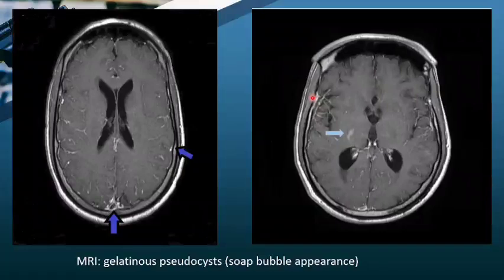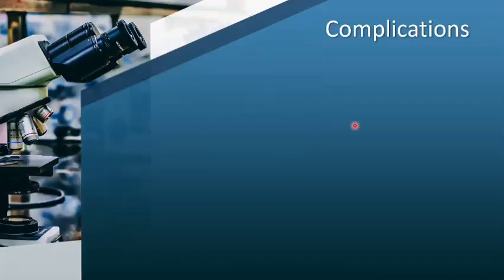The sign is called soap bubble appearance, shown by the arrows here, here, and here. Wow, this needs a radiologist. I just included this for you to know, for example, you can get an MCQ. What does it look like? These are called gelatinous pseudocysts or soap bubble appearance. That's it. Then to conclude this video, we'll talk about the complications.